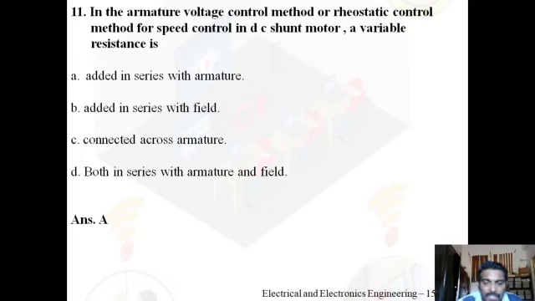In the armature voltage control method or rheostatic control method for speed control in a DC motor, a variable resistance is added. Where do we have to add the resistance? In the armature control method, the resistance is added in series with the armature. In the flux control method, we were adding resistance in series with the flux. So for this you can go for option A, the resistance is added in series with the armature.